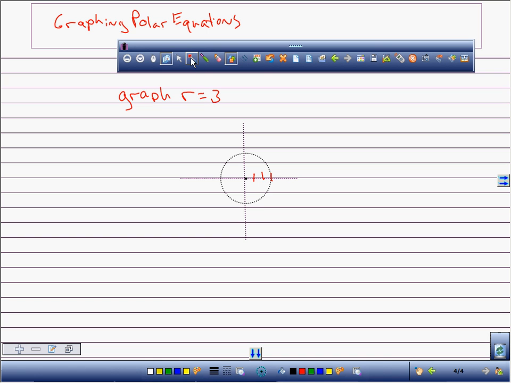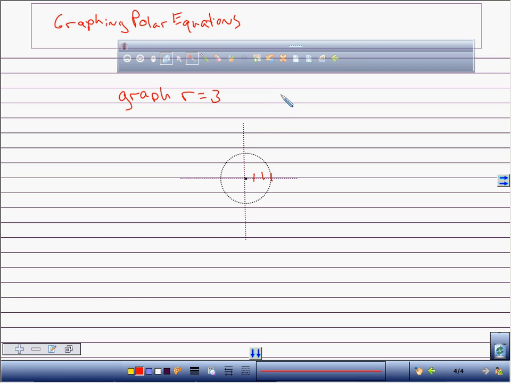Now to change that into a rectangular equation, you would go like this. You square both sides, and you would get r squared equals 9. What's r squared equal to? x squared plus y squared equals 9, which is indeed the equation of a circle with a radius of 3. Okay? And that's how you do that kind of thing.